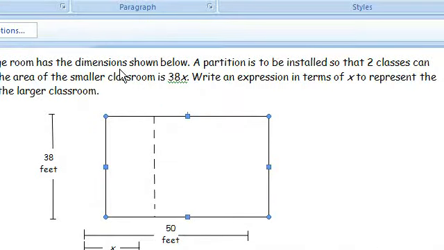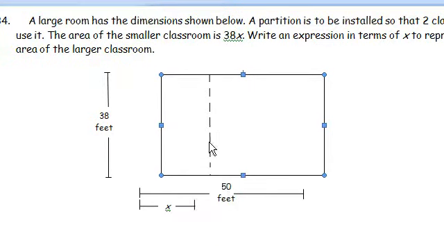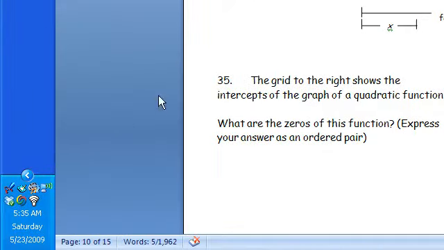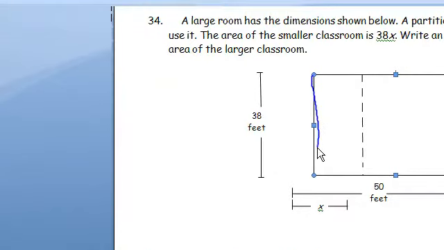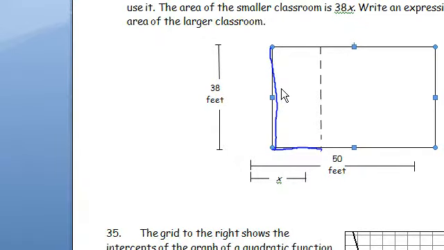Alright, 34. A large room has the dimensions shown below. A partition is to be installed so that 2 classes can use it. The area of the small classroom is 38x. Write the expression in terms of x to represent the area of the larger classroom. Okay, so let's see where they're getting 38x from. So here's the smaller room right here. So that side is 38. That length here is x. So this would be 38x.